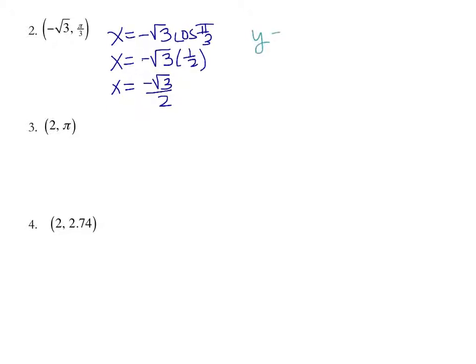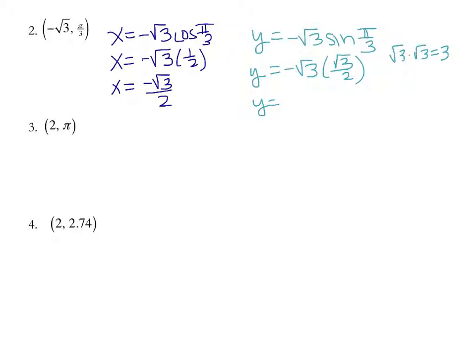And then to find y, it's going to be negative radical 3 times the sine of theta, which is pi over 3. And we just figured out that that is radical 3 over 2. So this was just to show you, remember if you do radical 3 times radical 3, that's really just 3. So this comes out without the radical, negative 3/2. So our point in rectangular form would go over negative radical 3 over 2 and down negative 3 over 2.